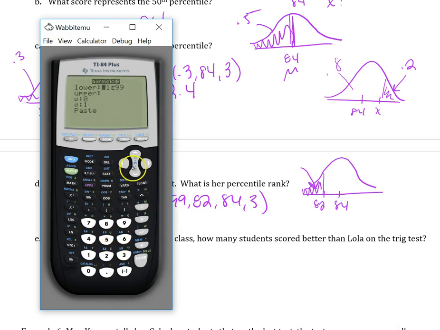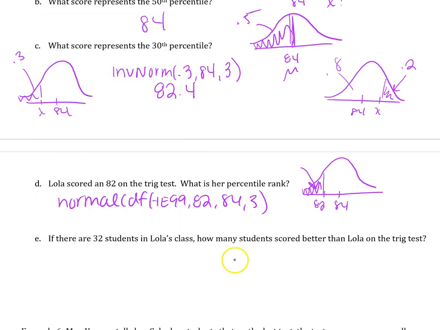So second var is option 2, upper bound is 82. Standard deviation is 3. Okay, so 0.25. So that means she's in the 25th percentile.